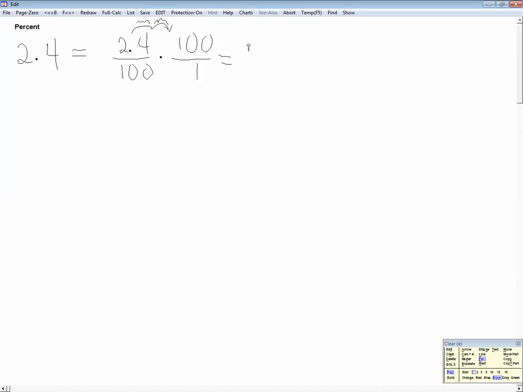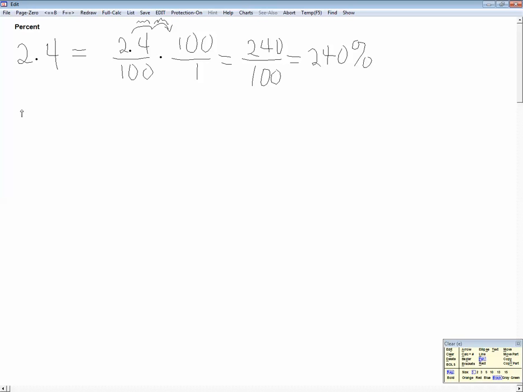So when we're all done, this is 240 over 100, but we know when we see over 100, we can express that over 100 as just the percent sign, because that's what percent means. Percent means over 100. So 2.4 is the same as 240%.